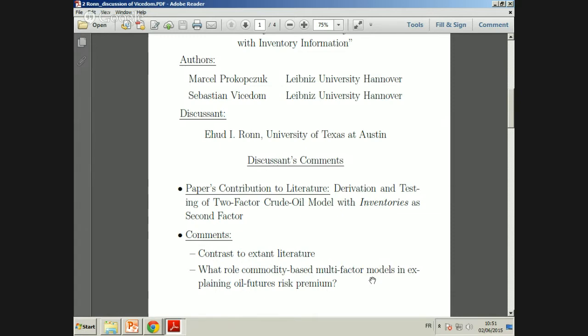But before I begin, I really want to say how much I enjoyed reading this paper. I think they've done a great job, and I'd like to enumerate a little bit where I think they have done such a good job.